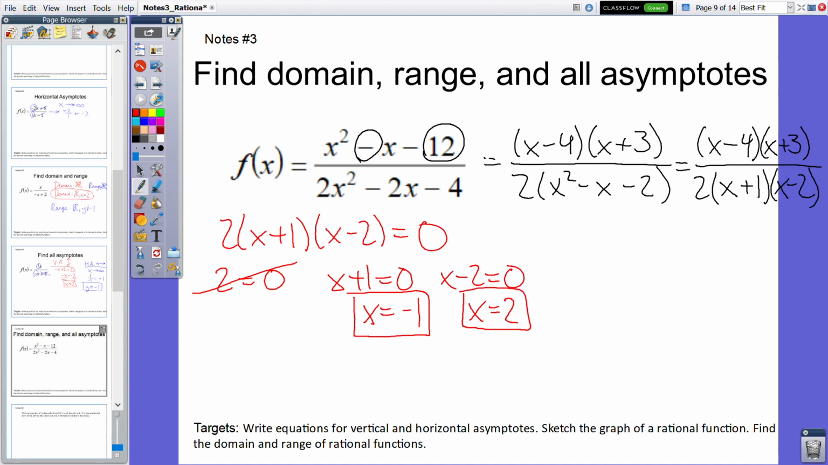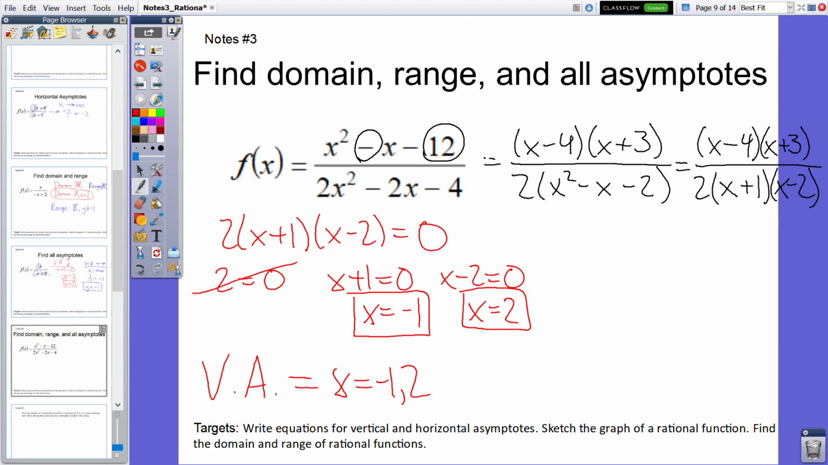So we have two vertical asymptotes in this case. One is at x equals negative 1, and the other is a vertical asymptote at x equals 2. So our two vertical asymptotes are x equals negative 1 and x equals positive 2. Okay. Now we look at our range.